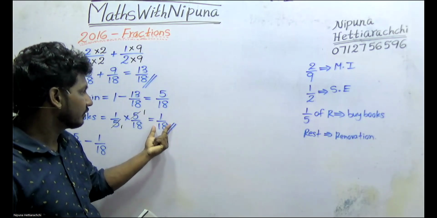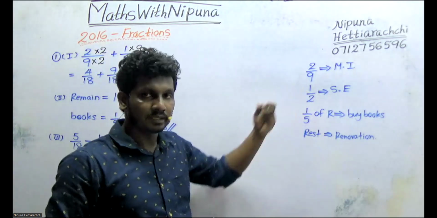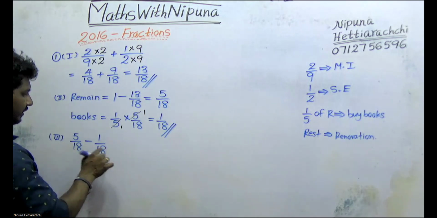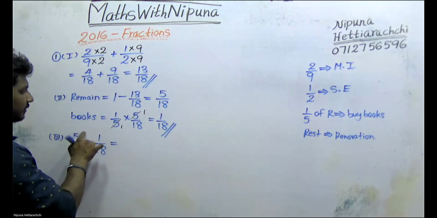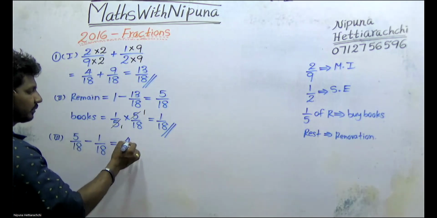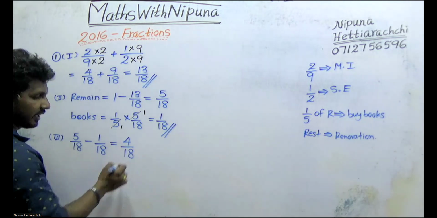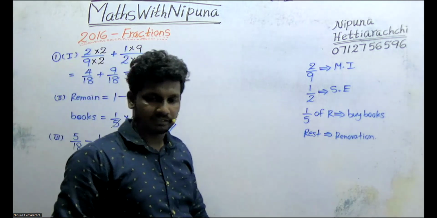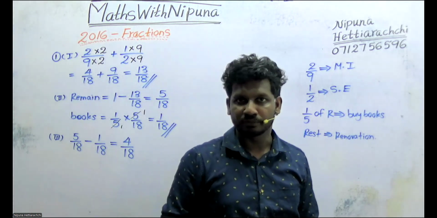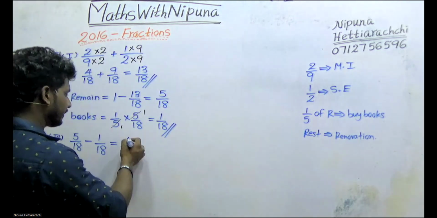Now another 1 out of 18 was allocated to buy books. You can remove that one. Denominators are equal, so easily we can subtract the numerators. 5 subtract 1 is 4. 4 out of 18. But the fraction rule is that it should always be kept in simplest form.